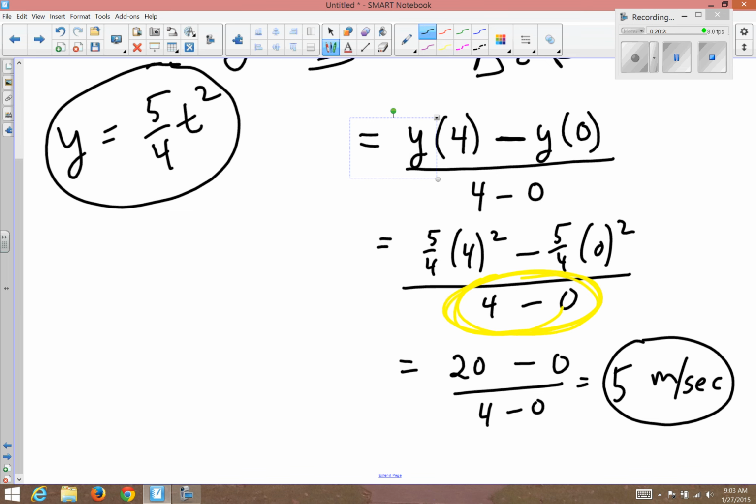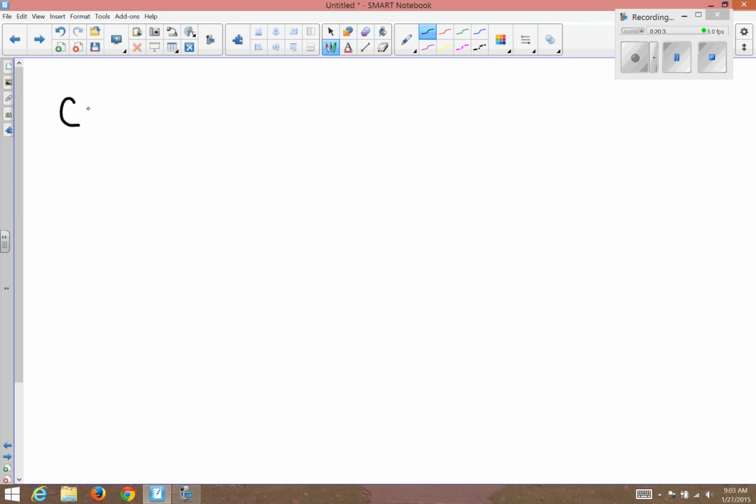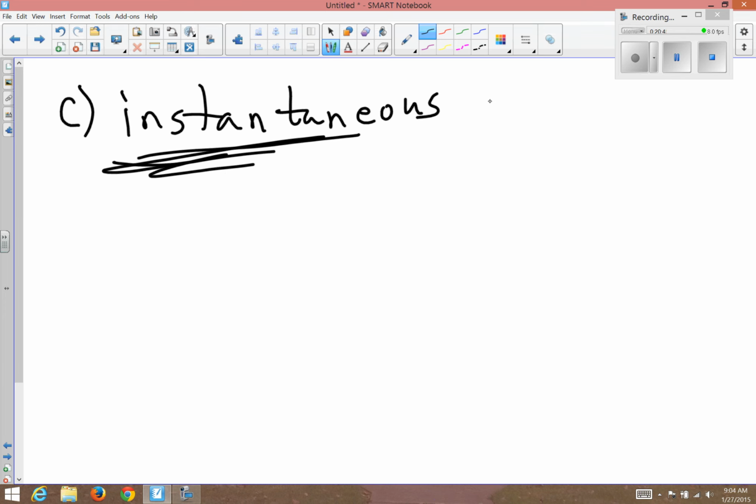All right, for part C, this is going to be new to you. Part C is asking for the instantaneous speed, the speed at which the rock hits the bottom. We call that instantaneous speed. A speed at an instant. The definition, this is really important. This is what calculus is all about.